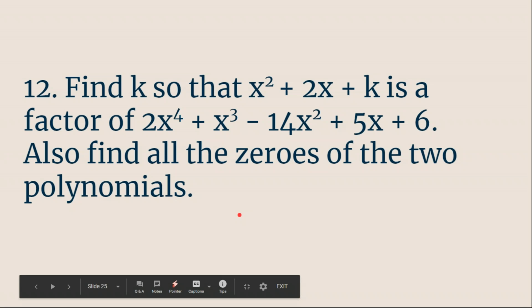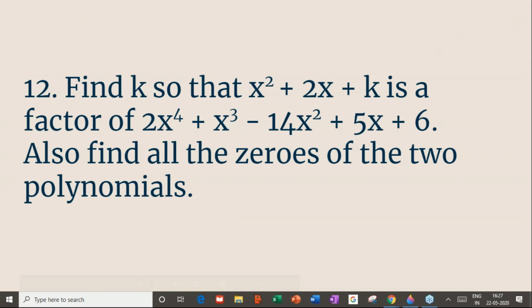Okay, I want you to do this question. This is a little tricky and a good question. Find k so that x square plus 2x plus k is a factor of 2x to the power 4 plus x cube minus 14x square plus 5x plus 6. Also find all the zeros of the two polynomials. The second part is a catch. Now they want you to find the zeros of g of x and p of x.